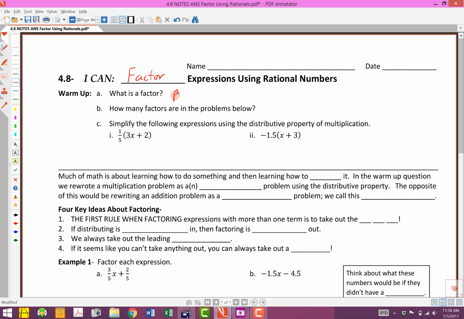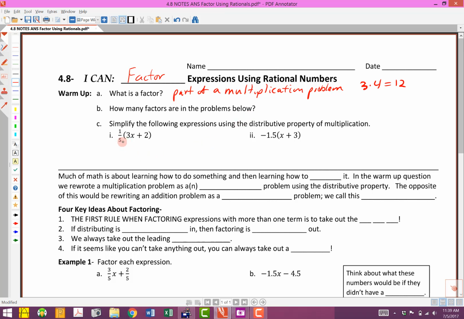A factor is part of a multiplication problem. For example, if we had 3 times 4, the answer to that is 12. The 3 and the 4 are factors, and the 12 is the product, or we could say the product of 3 and 4 is 12. The answer is 12, and the two parts that made up the multiplication problem, the factors of 12, were 3 and 4. And then for part B, it says how many factors are in the problems below.